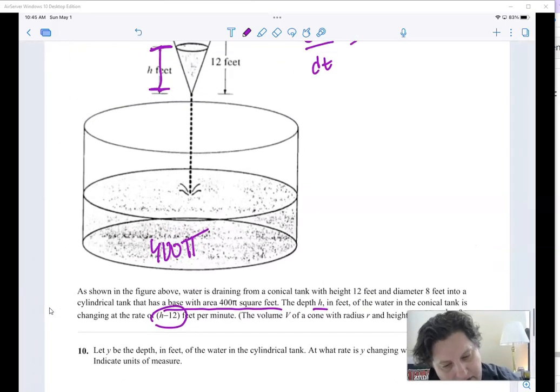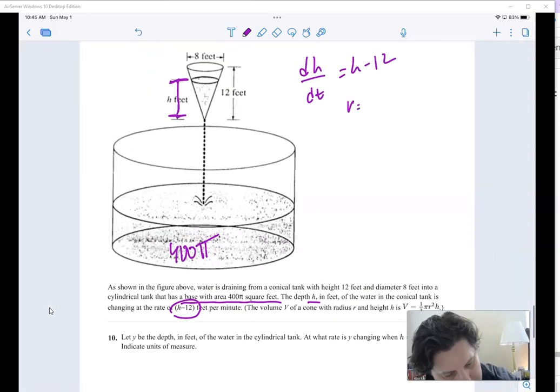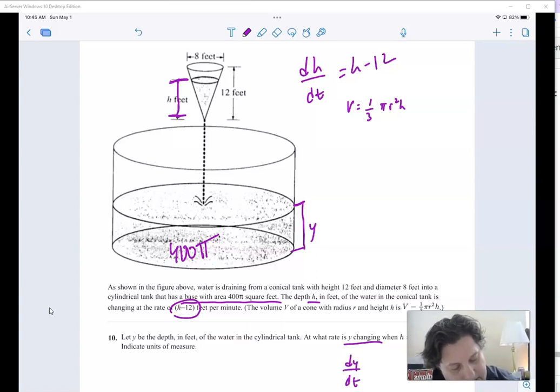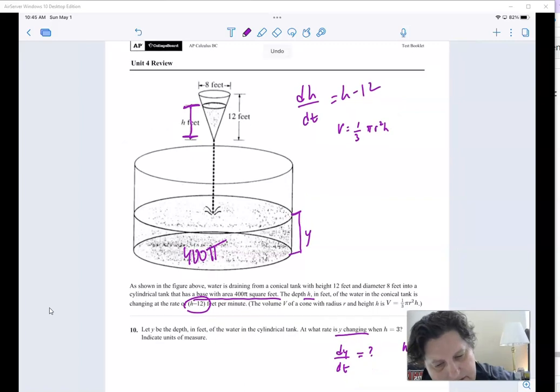Okay, the volume of a cone, so let me do the cone up here: 1/3 pi r squared H. Great. Let y be the depth of the water in the cylindrical tank. At what rate is y changing? So this is y, and I'm looking for dy/dt equals what when H equals 3 up there. Woo, there's a lot going on here. Let's see if we can make our way through this, you guys.